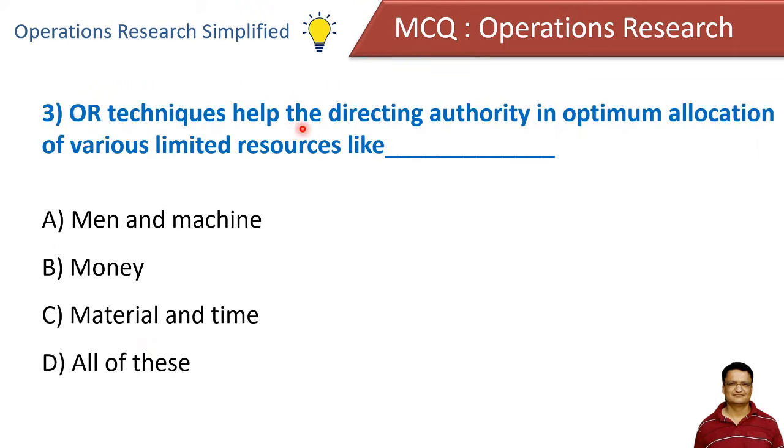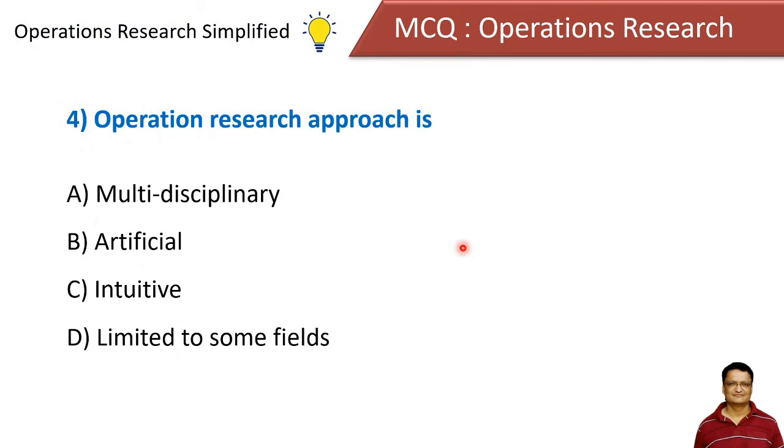OR techniques help the directing authority in optimum allocation of various limited resources like man and machine, money, material and time, and all of these. Correct answer is D, all of these. So all these are nothing but the resources, and OR helps in allocating these resources for optimization.